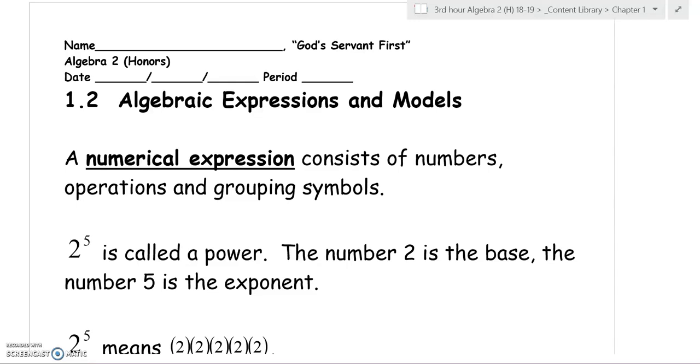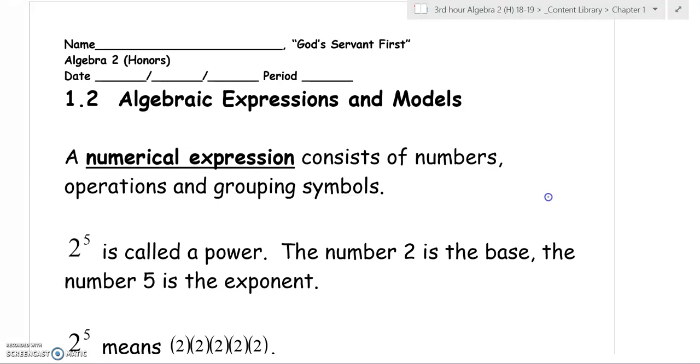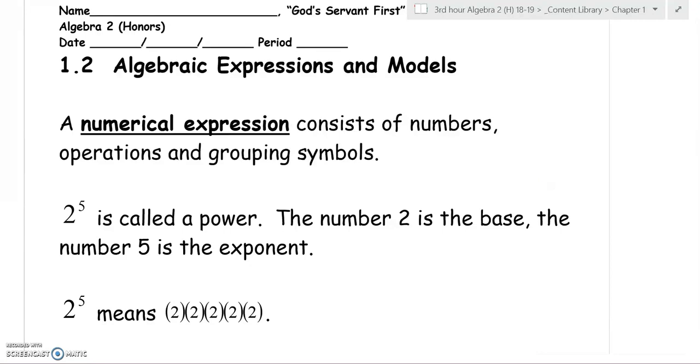We're going to talk for a little bit about some algebraic expressions and some terms and some properties that we need to know about in order to begin our study of Algebra 2. First, we're going to talk about a numerical expression. A numerical expression consists of numbers, operations, and grouping symbols.